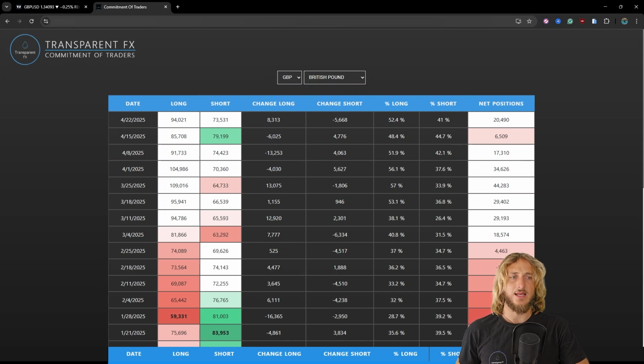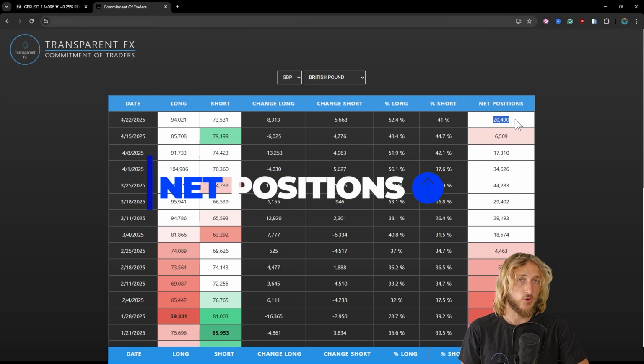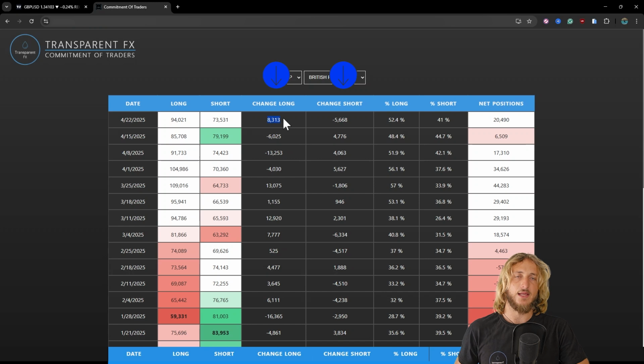And we can see how with the last report, net positions went from 6.5k to 20.4k. So we had a massive increase of net positions with 8,300 longs added just with the last report and 5,600 shorts getting closed, reaching 94,000 longs compared to only 73,000 shorts. So we had a massive amount of positioning shifting back to the bullish side for GBPUSD from an institutional perspective.